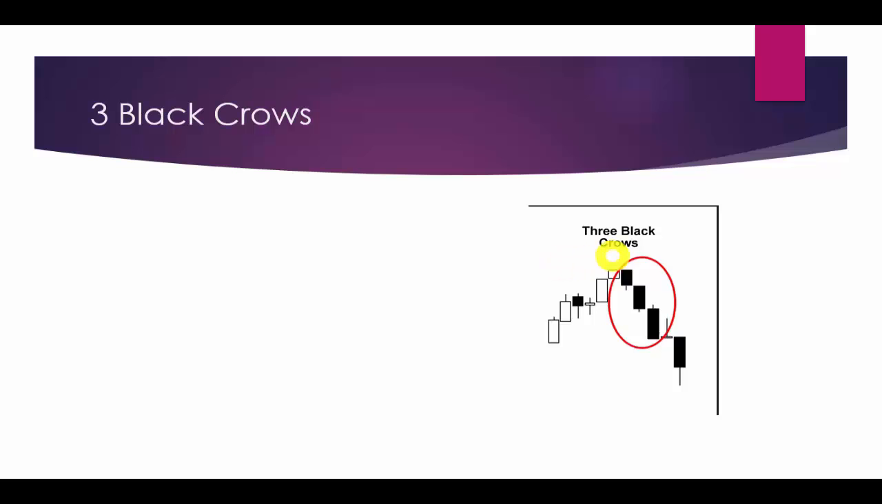Friends, the three black crows candlestick pattern looks like three continuous bearish candles. Actually, when these candlestick patterns were studied, bullish candles were in white color and bearish candles were in black color. So that's why it has been named three black crows. Now we will see its conditions.